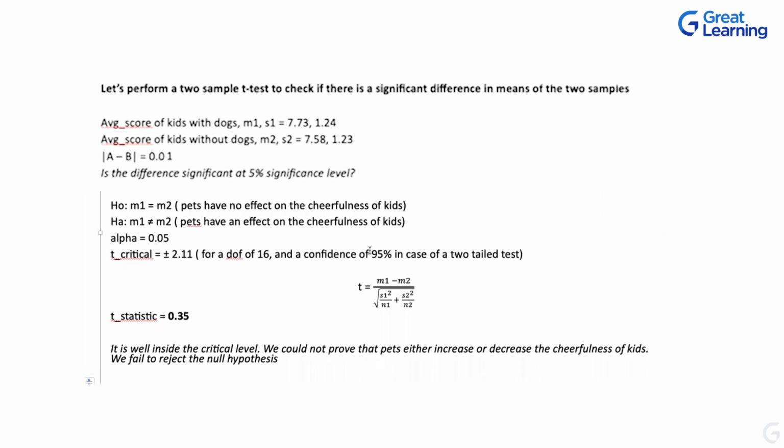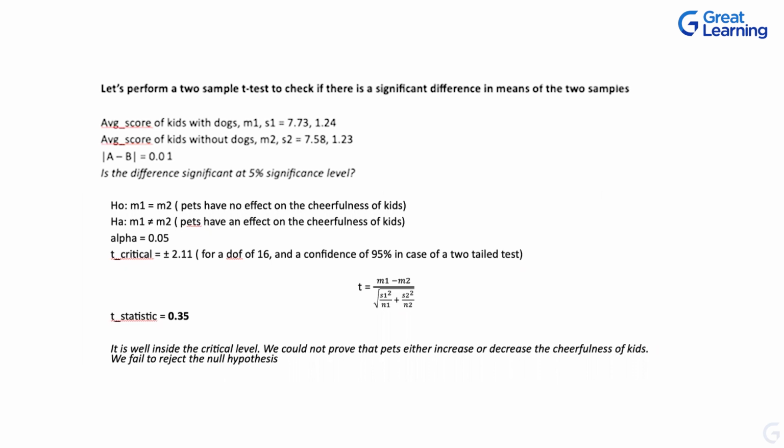If you had 17 data points instead of 16, the degrees of freedom would be 16. So you know how to calculate degrees of freedom? It's n minus 1. If your sample size is n, degrees of freedom is n minus 1. If you go to the T table and look at a T distribution, at 16 degrees of freedom and a 95% confidence interval, you get the T value as 2.11.